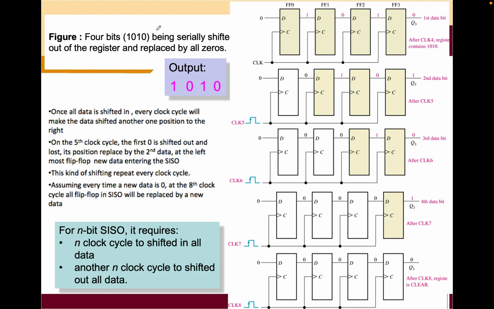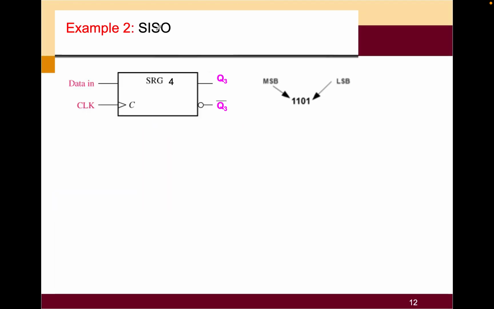It is not too hard. You just need to know the steps to follow. Okay, there is another example of SISO. For this one is 4 bits also.